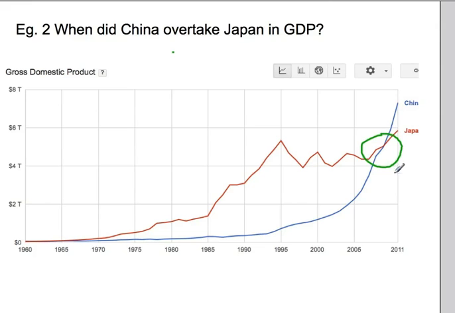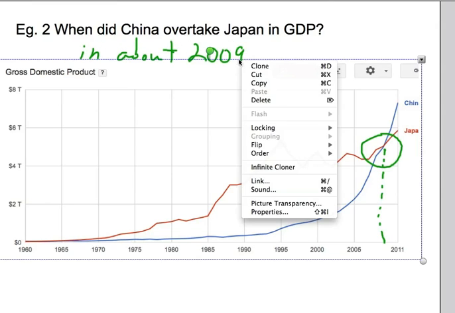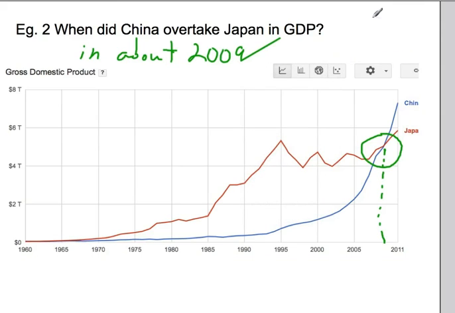Okay? So if you look closely here, that's about in what year? This is 2005, 2011, so that's about maybe 2009. So when did China overtake Japan in GDP? In about 2009. Okay? About 2009.